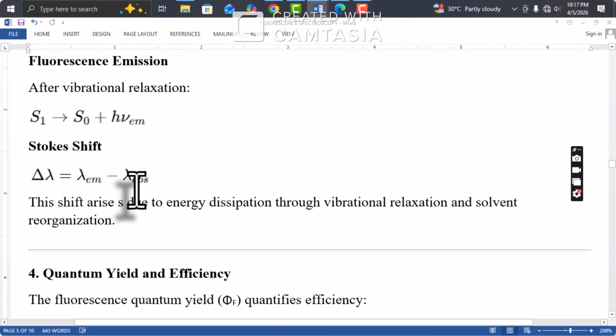So in the case of the diamond, for instance, the UV light you are using is your lambda absorption. The lambda emission is the blue fluorescence emission you are getting from the diamond. So lambda emission minus lambda absorption is your Stokes shift, which is your delta lambda here. So that is Stokes shift. So I can ask you to write on Stokes shift.